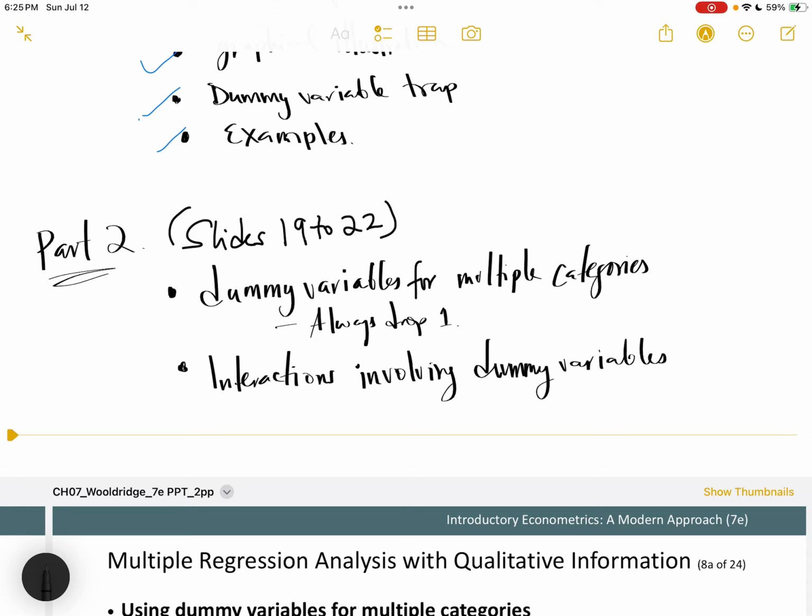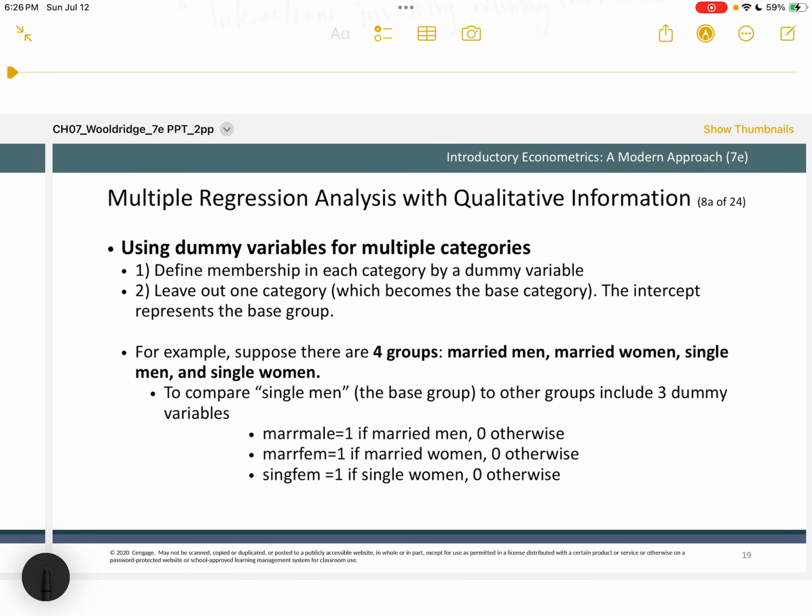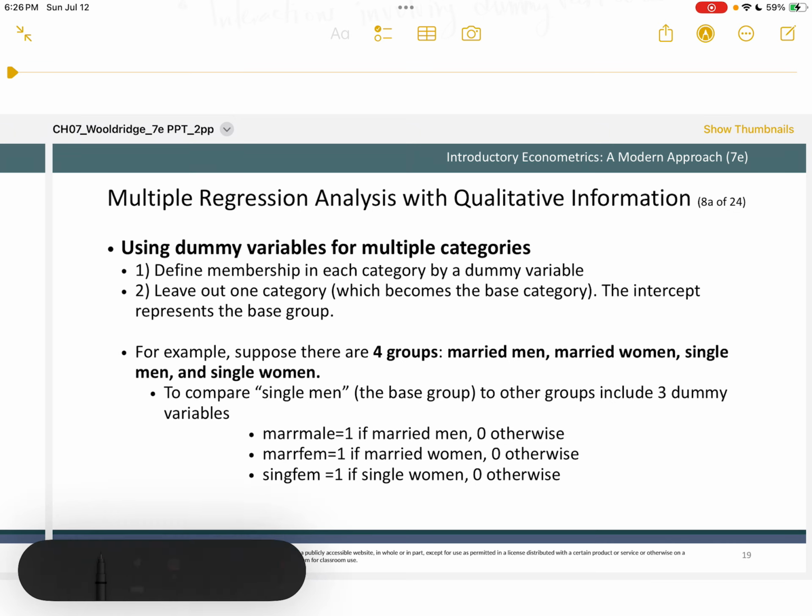All right, very quickly, let's jump into part 2, covering slides 19 to 22. We're looking at dummy variables for multiple categories. We always drop one. We will then look at interactions involving dummy variables. When we use dummy variables for multiple categories, we define membership in each category by a dummy variable.